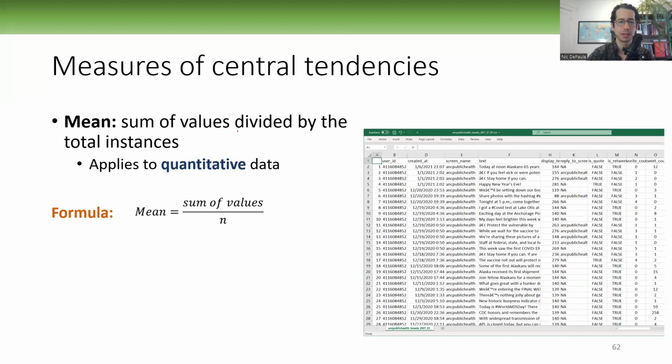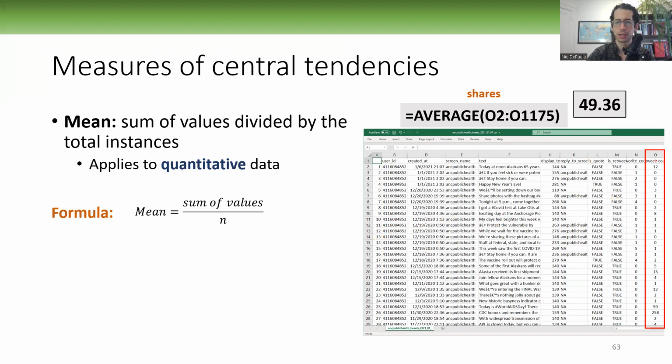Mean is the sum of values divided by the total instances, and it only applies to quantitative data. So mean equals sum of values divided by n. In the case of shares, we'll sum all the values, 12 plus 1 plus 2 plus 8 and so on, and divide it by the total instances. And of course, the statistical programs can calculate that automatically for you.